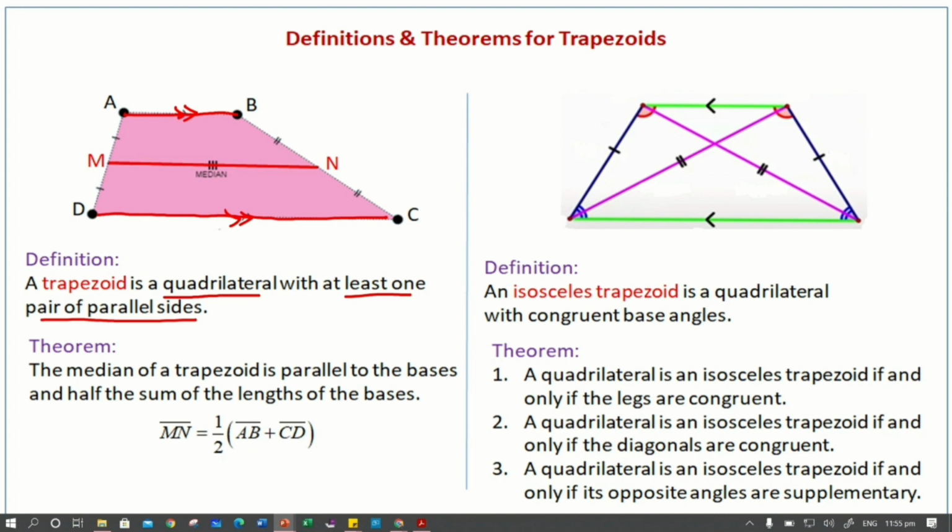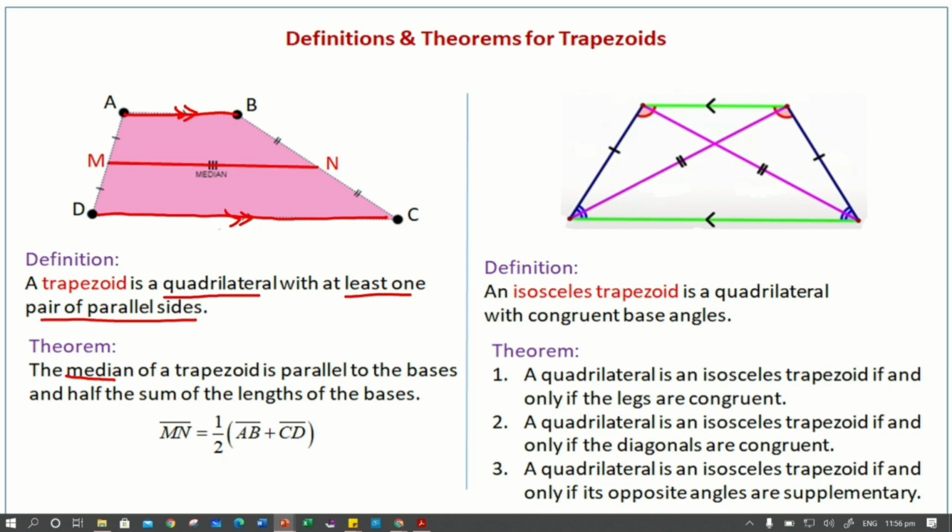Okay? Now, here is the theorem for trapezoid. The median of a trapezoid is parallel to the bases and half the sum of the lengths of the bases. If you examine this figure, segment MN is what we call the median of a trapezoid. Take note that the median, segment MN, is parallel to its bases, which are segment AB and segment DC.